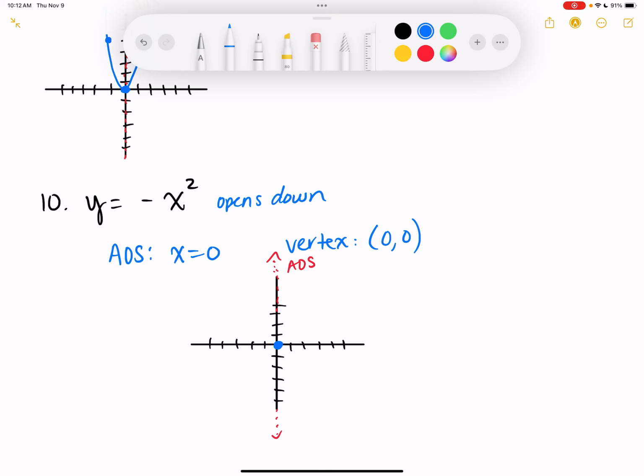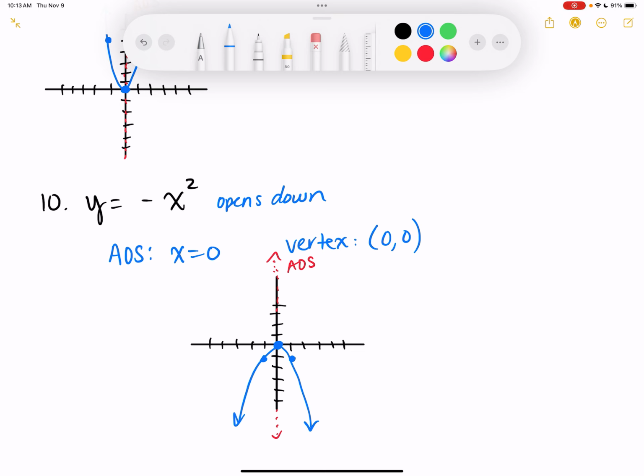So -1. If I'm 1 away on this side, my axis of symmetry says that I'm going to also be 1 away on this side. And then I graph my parabola. I'm not going to get out and measure that it's perfect, but that's approximately what it would look like.